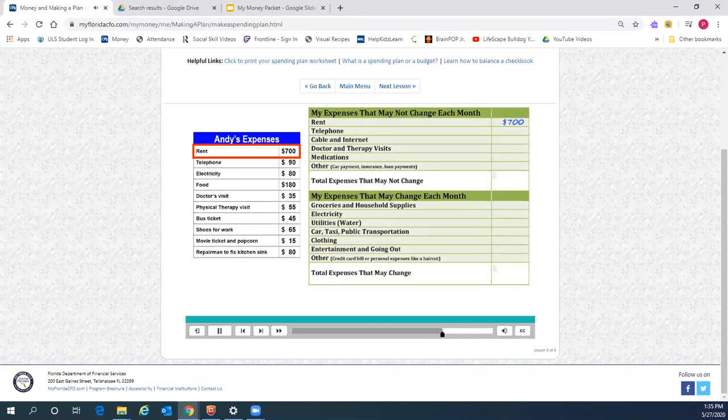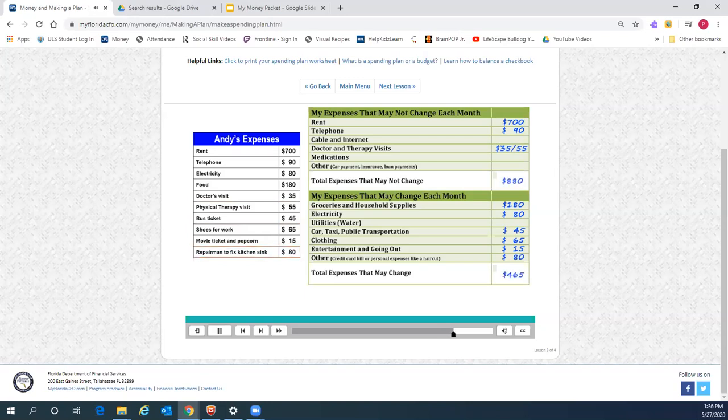Rent, $700. Telephone, $90. Electricity, $80. Food, $180. Doctor's visit, $35. Physical therapy visit, $55. Bus ticket, $45. Shoes for work, $65. Movie ticket and popcorn, $15. Repairman to fix kitchen sink, $80.